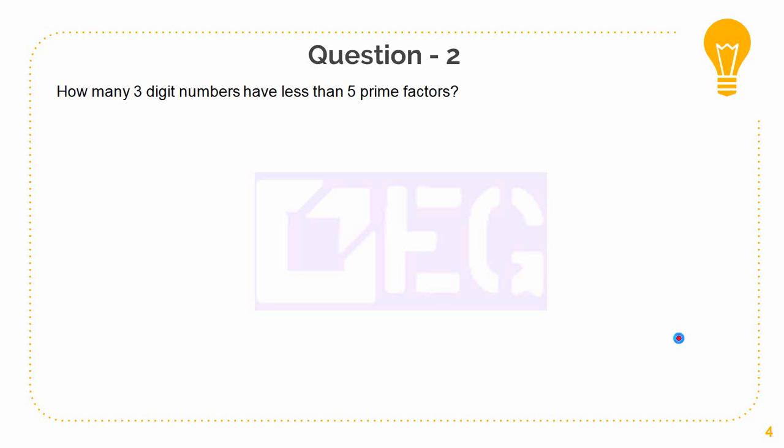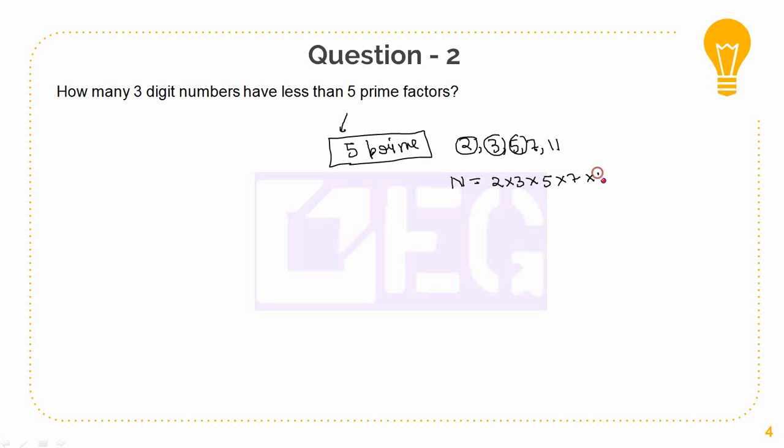Next question is, how many 3-digit numbers have less than 5 prime factors? If you check a number with 5 prime factors, what is the smallest number which will contain 5 prime factors? The smallest one will be 2, 3, 5, 7 and 11. That means the smallest number which will contain 5 prime factors will be 2 into 3 into 5 into 7 into 11.